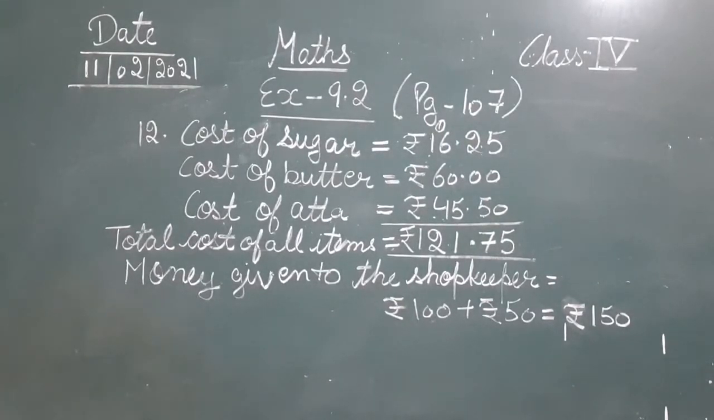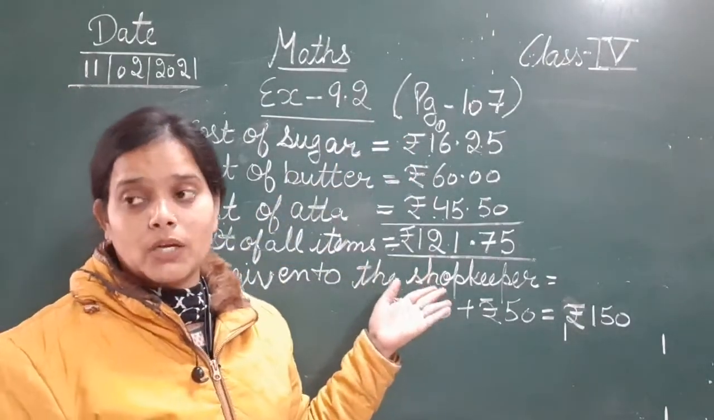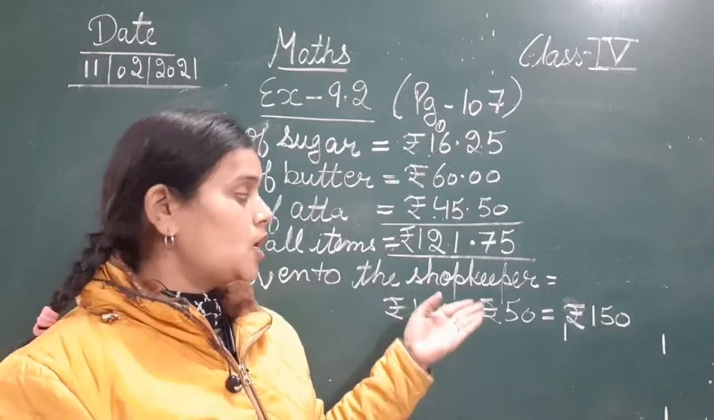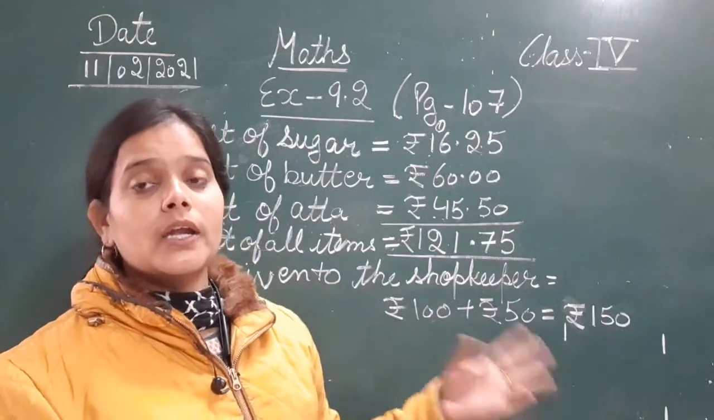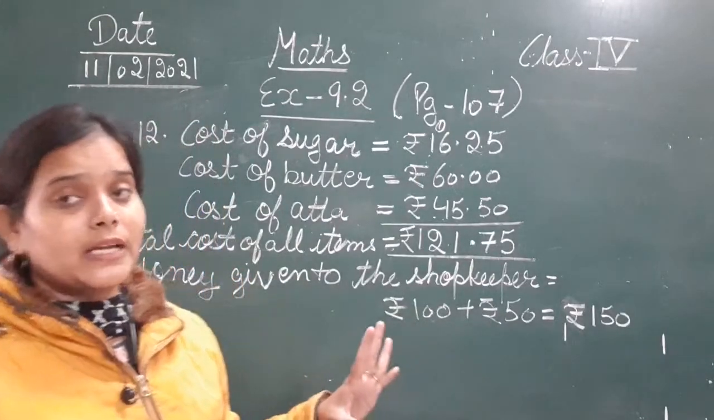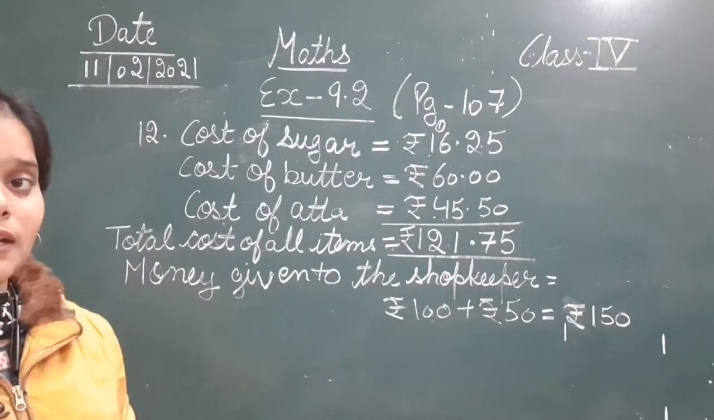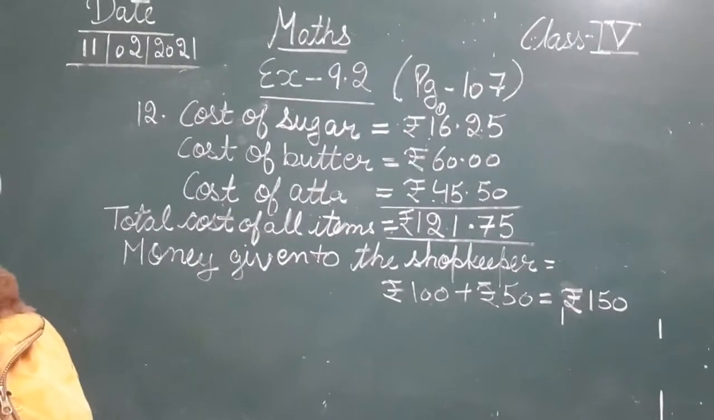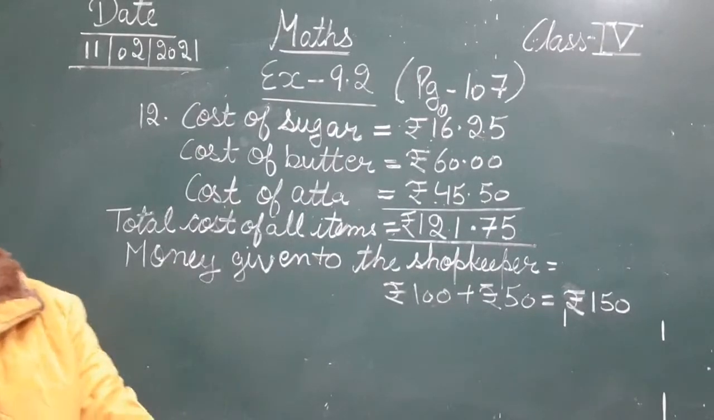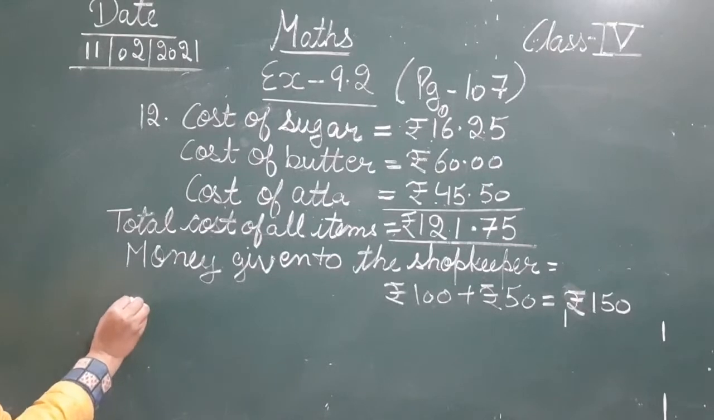So that means the cost of all the items he bought was 121 rupees and 75 paise, whereas he has given rupees 150 to the shopkeeper. Now we will calculate the amount that he will get back. So the next is money got back, or the balance got back.